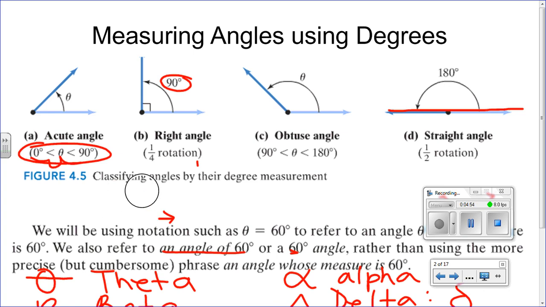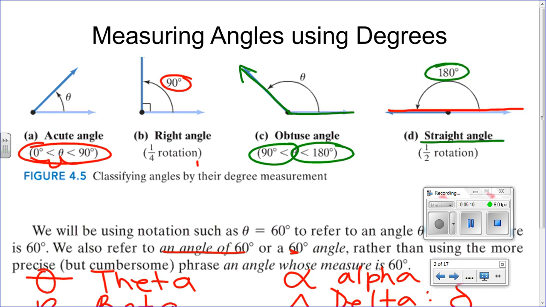And then, of course, we have the obtuse angle, and that one is greater than 90. We know that. But it's also less than 180, because if we get to 180, it changes its name, right? So the one that is exactly 180, that will be the straight angle.